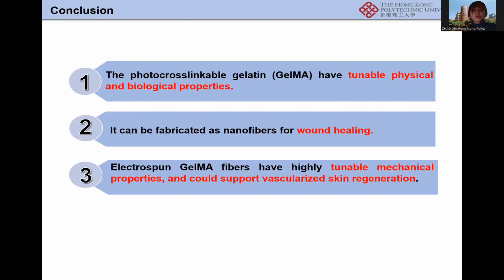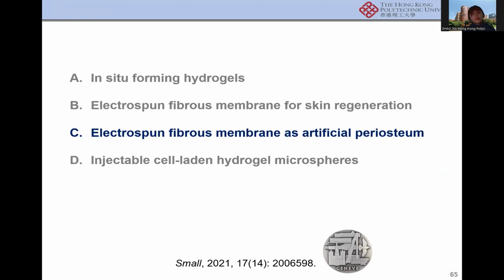While controlling the cross-linking density of the GelMA, we can control the physical mechanical properties of the materials. While also changing the mechanical properties of the materials, we can control the biological properties of the materials. And also we can make them into nanofibers, and they can be used as wound dressing. And also we make these electrospun fiber scaffolds as the artificial periosteum.